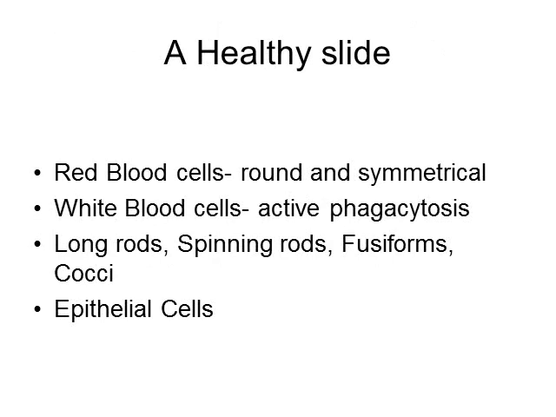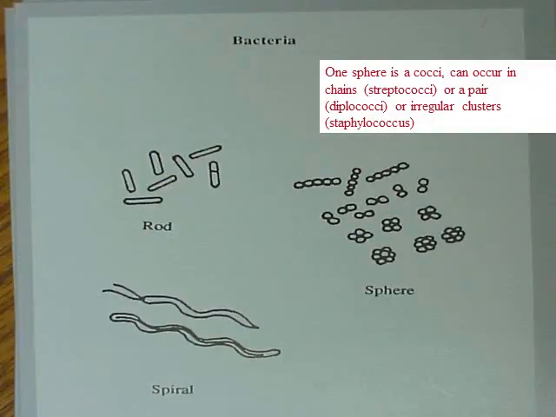If we look at a healthy slide, we'll see red, round blood cells that are all symmetrical. We'll see white blood cells with active phagocytosis. We'll see long rods and spinning rods and fusiforms and cocci, as well as epithelial cells. When you see the small little round cocci, they can occur in chains or in pairs. So we've got streptococci, diplococci, the irregular clusters are staphylococci. Here is a picture of a healthy gum cell with a large nucleus in the center.